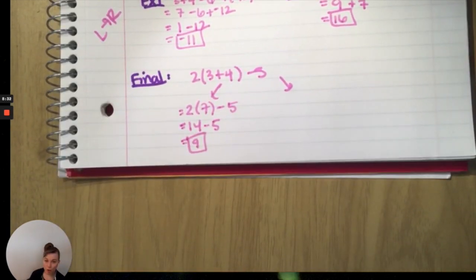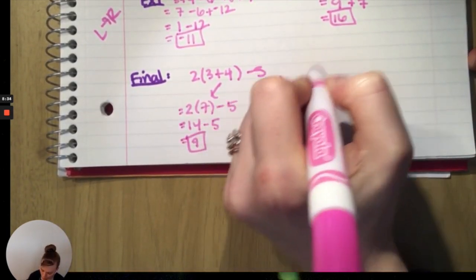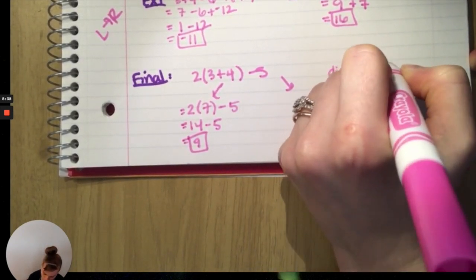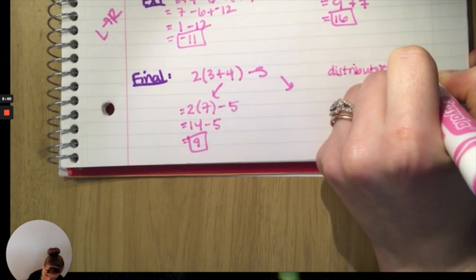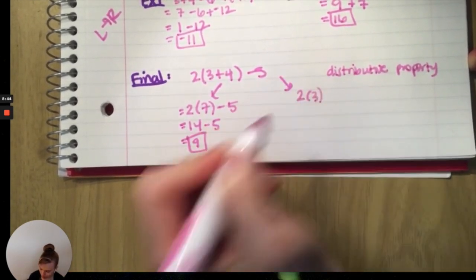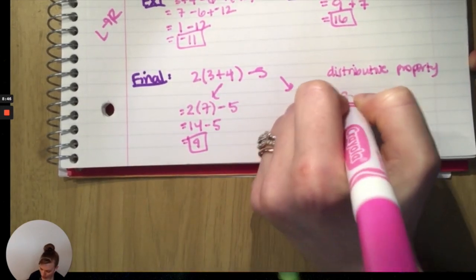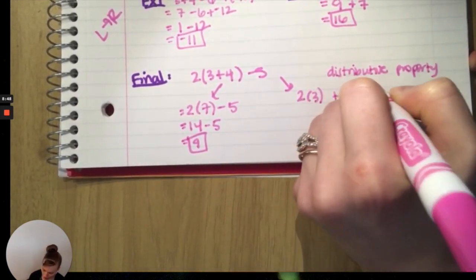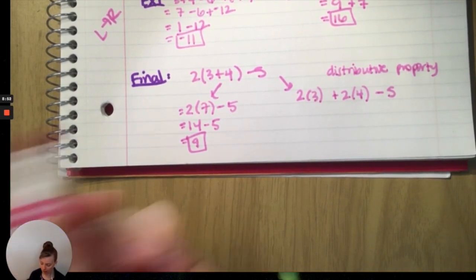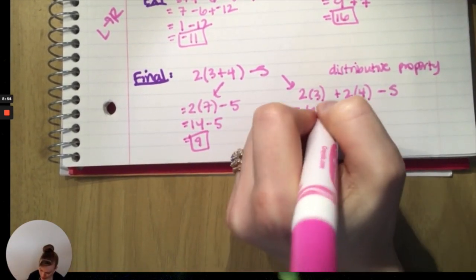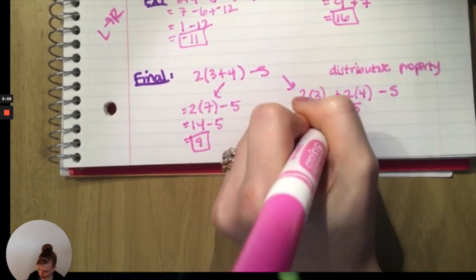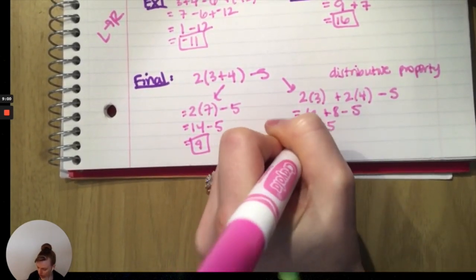Another way is to do the distributive property, which you will learn soon. That means I'm going to multiply or distribute that 2 into my group. So 2 gets distributed to the 3 and to the 4. Then when I do this multiplication, I subtract the 5 from the end of everything. So that's 14 minus 5 equals 9.